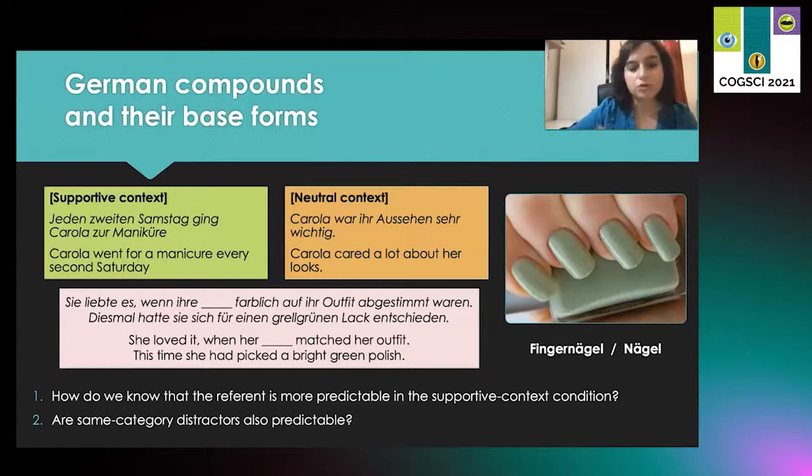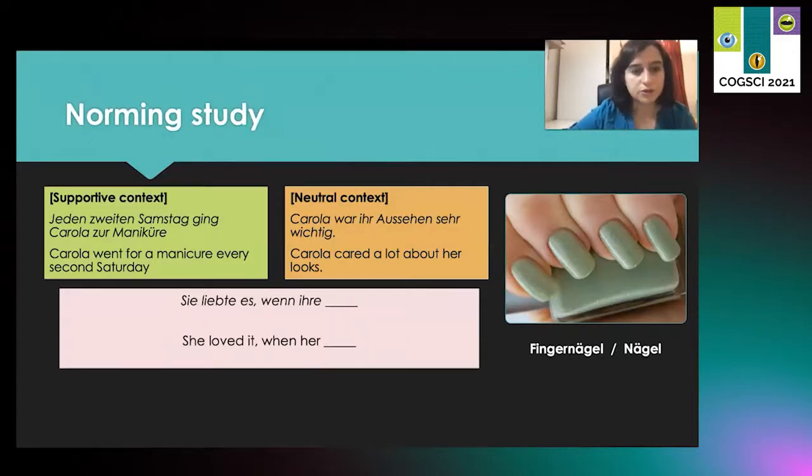Now, how do we know that the referent is actually more predictable in the supportive context condition? And also, can we rule out specificity? Are same category distractors also predictable? To answer these questions, we carried out a norming study. In our norming study, we contrasted a supportive context and a neutral context exactly as in the main study, and then we only presented the left context.